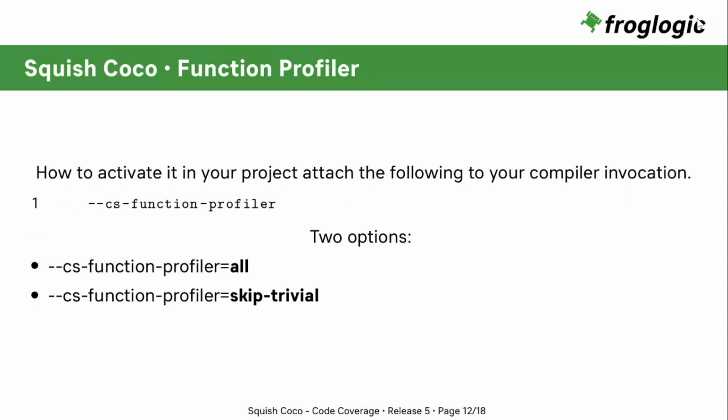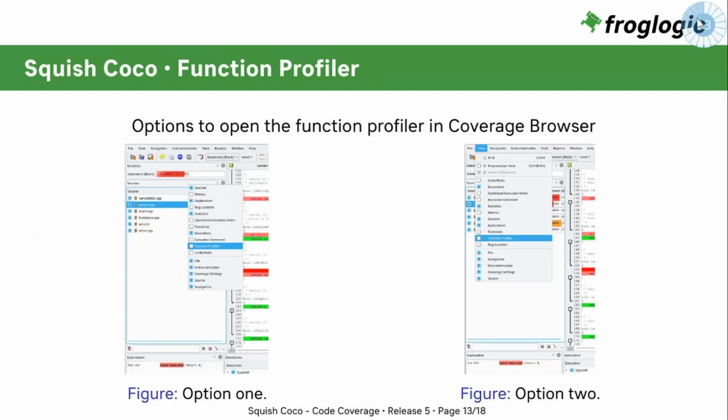How to open the function profiler in the coverage browser? There are actually two ways. Click on one of the header lists here in sources, for example, right click, and then you can enable the function profiler. Or the other way, as you would normally know it, via the view menu, you can enable the function profiler.